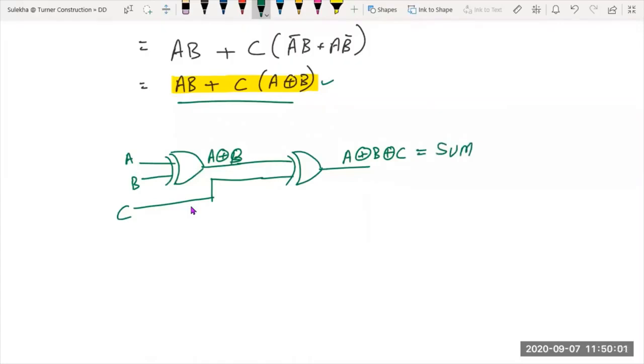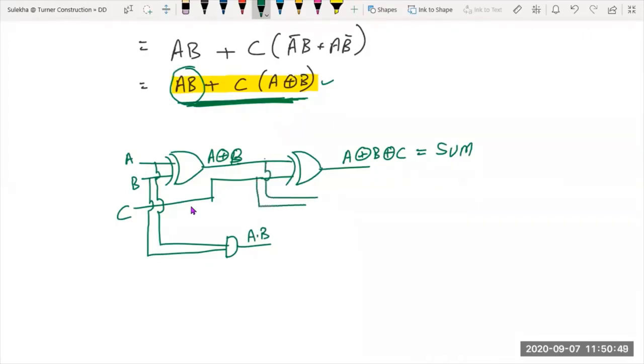Now I need to have a circuit for the implementation of this expression as the carry one. So for implementing this one, I need to have AB first. So I already have A, so I will take that A part. I already have B, so I will take this B part. Okay, I will take one AND gate, and this will become A dot B. So after this one, I need A XOR B. So this A XOR B I already have, and I need to take this A XOR B and this C, and I need another AND gate. So this is basically C dot A XOR B.